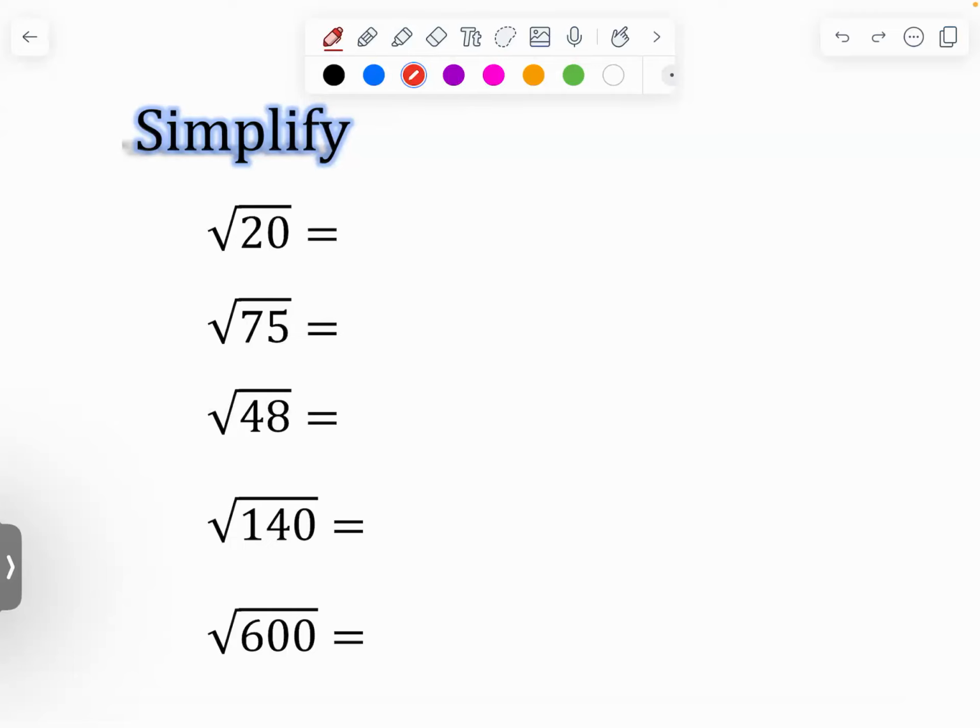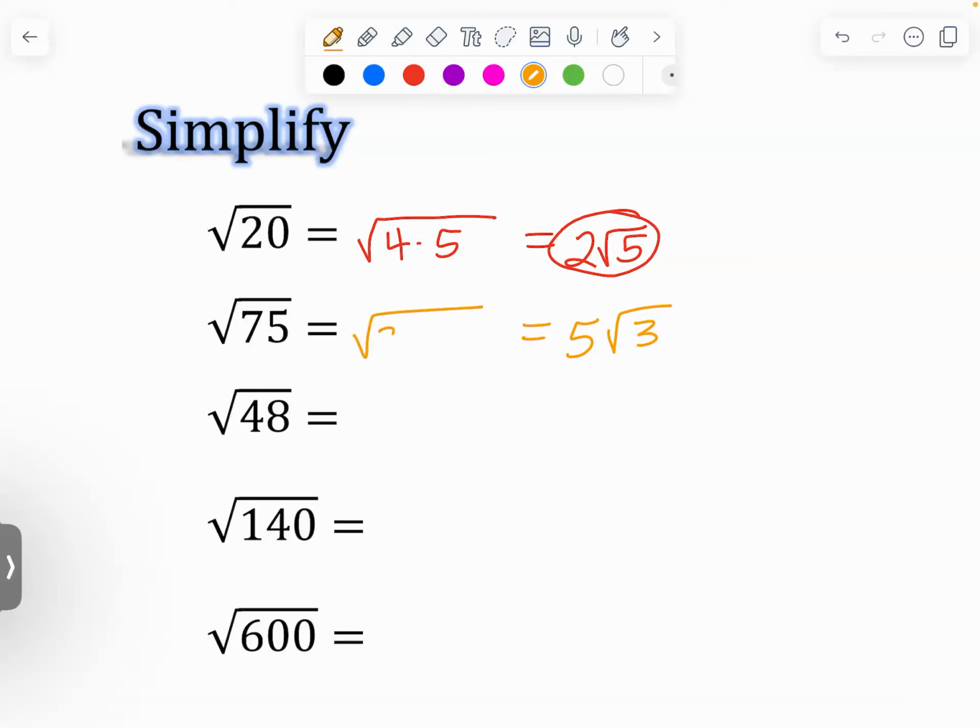Okay, Brayden, square root of 20 simplifies to what? 2 square root 5. Okay, 20 is 4 times 5. So square root of 20 is 2 square root 5. Are we good with that? Okay. Presley, how about for square root of 75? What'd you get? Okay, so 75 is 25 times 3. So we have 5 square root 3.